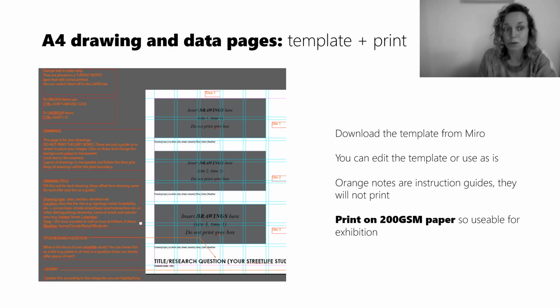So the orange notes won't print. They're just there as instructional guides to remind you about what to include. There are templates there with fonts for the title, for your name, and placeholders to place your drawings onto. If you would like to use the template, great. If you want to change it and make it your own, that is totally fine. The only thing we ask is that you stick to A4 and you print on minimum 200 GSM paper, so fairly thick paper, because we need to be able to travel with these and pin them up for the exhibition.